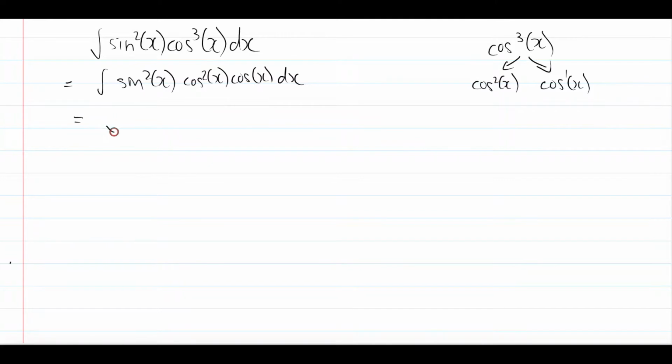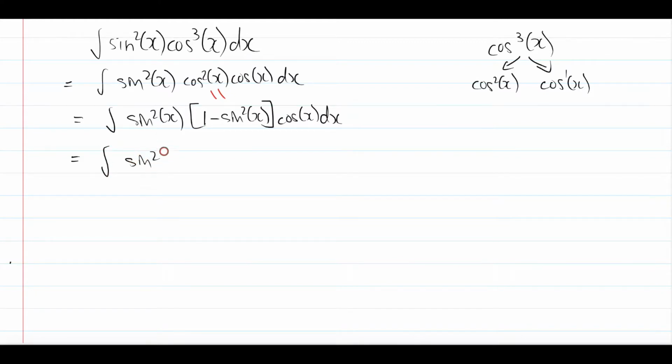Afterwards, we use our identity rule. So sine square is still sine square, but we use our identity rule on that cos square. 1 minus sine square should equal cos square x. Then you leave the cos x by itself. We're going to use that as a fodder, and you will see. So sine square times 1 is sine square x. Sine square times sine square is minus sine to the power of 4x, inside a big bracket, multiplied by cos x.